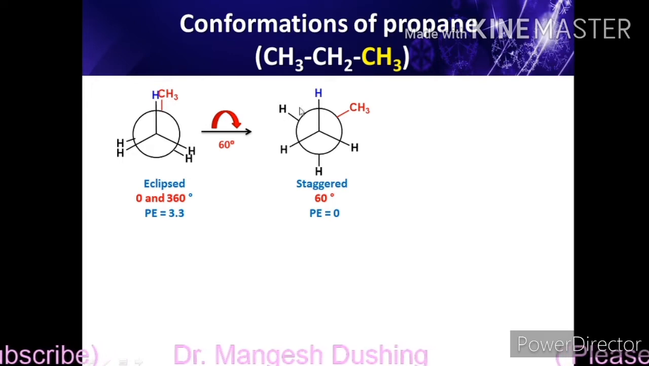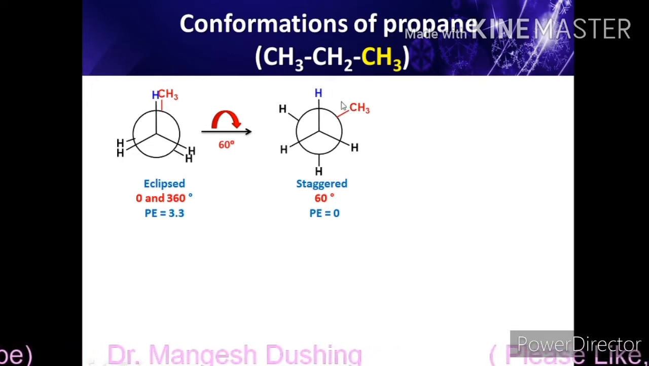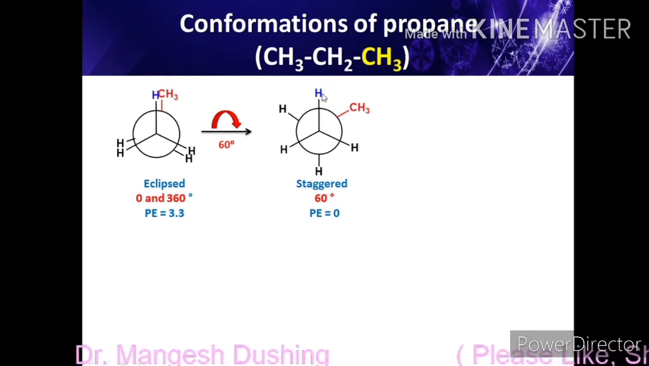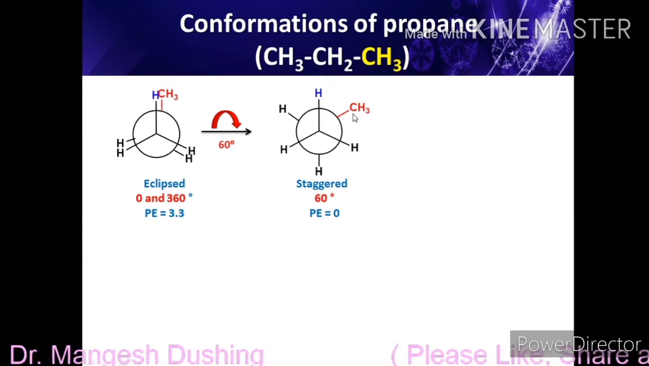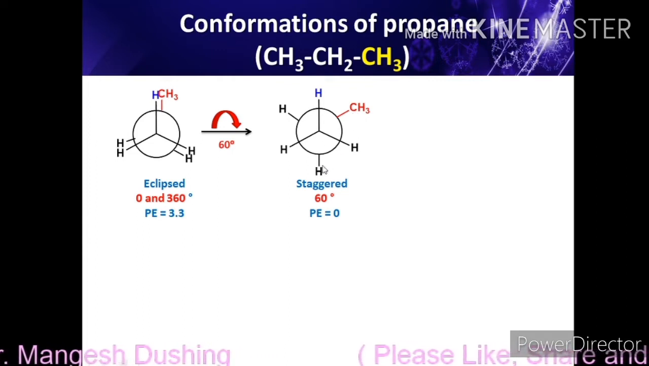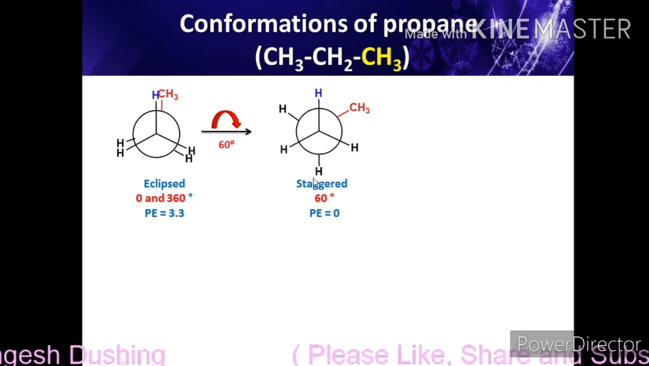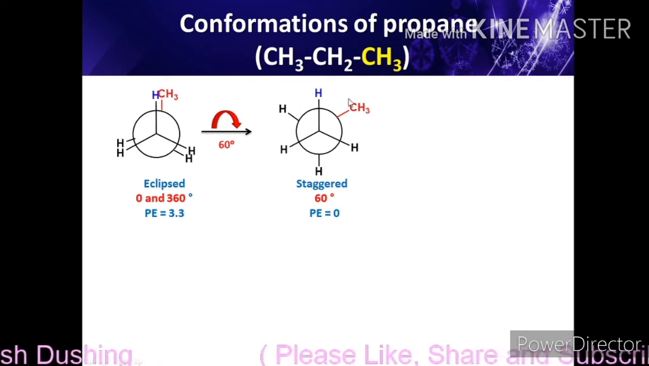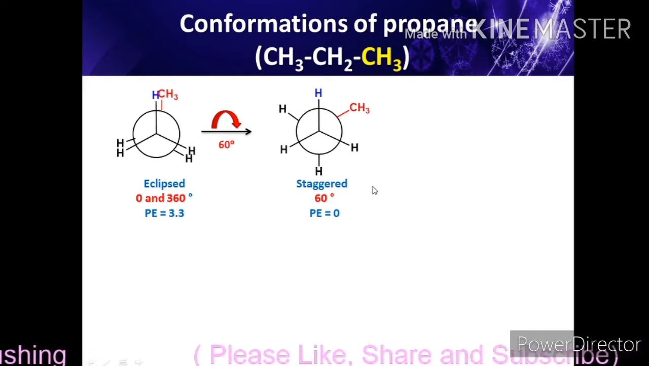As the first atom and fourth atom make an angle of 60, there will be the gauche interaction. This gauche interaction of hydrogen and methyl is also considered as 0 kilocalorie per mole. Hydrogen gauche, that torsional strain is also 0 kilocalorie per mole. So total energy of this molecule will be 0 kilocalorie per mole.